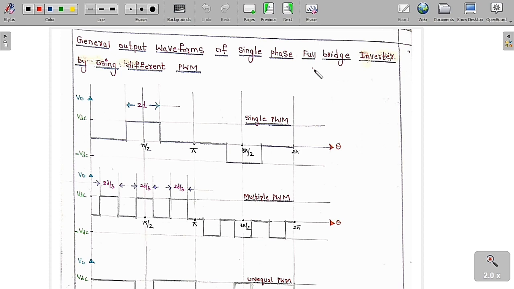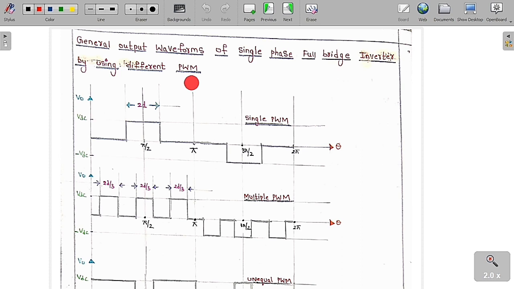So generally what I am trying to say is, by using different pulse width modulation techniques, how is the output voltage of the single phase full bridge inverter going to look? By using different pulse width modulation, what is the output voltage that we are going to get for the single phase full bridge inverter?